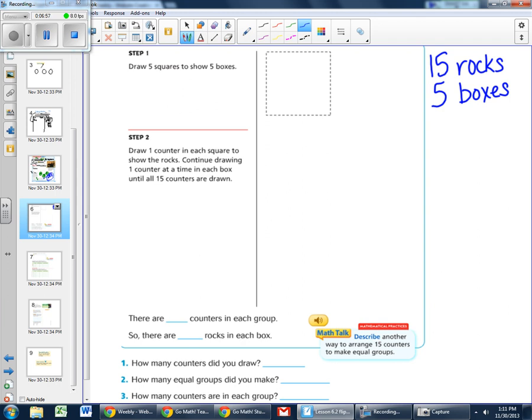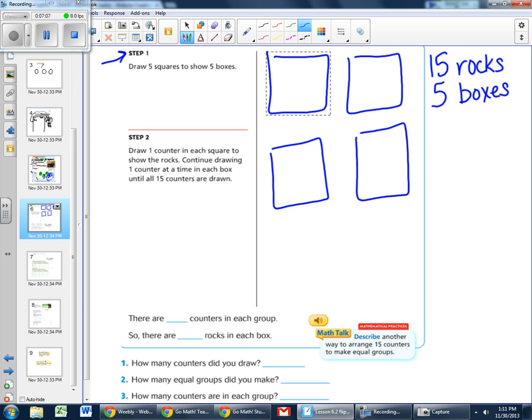So it wants us to, step 1, draw 5 squares to show the 5 boxes. Okay, now draw 1 counter in each square to show the rocks. Continue drawing 1 counter at a time until all 15 counters are shown. So 1, 2, 3, 4, 5, 6, 7, 8, 9, 10. Keep going until you get to 15.